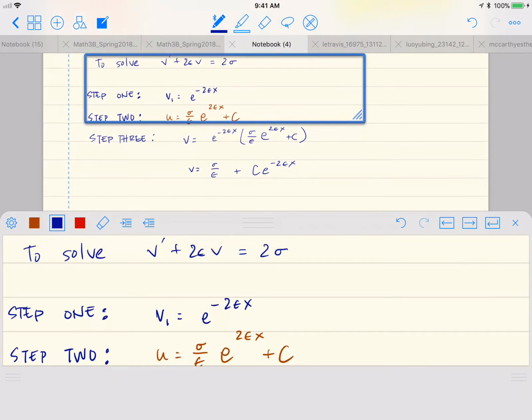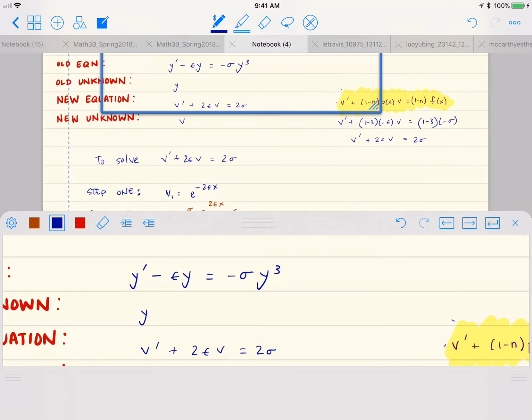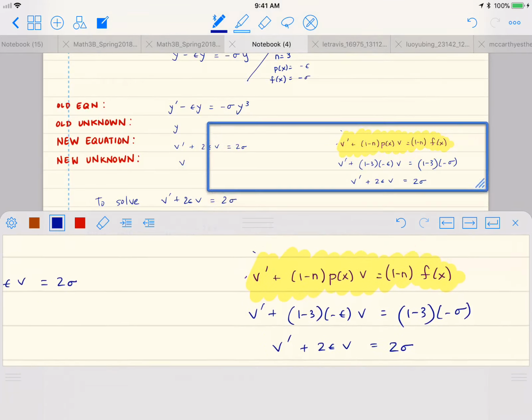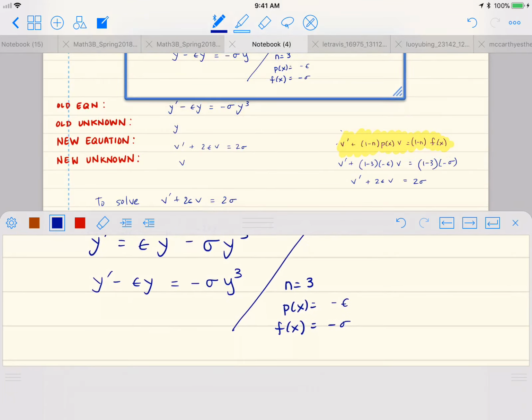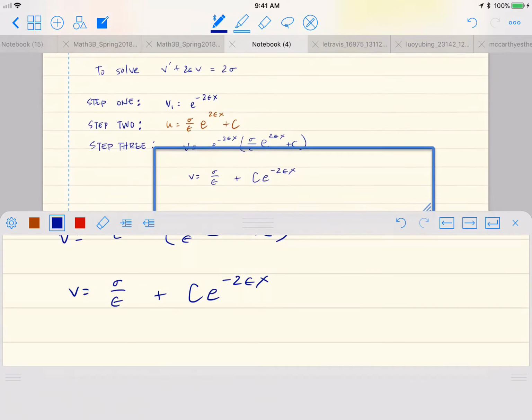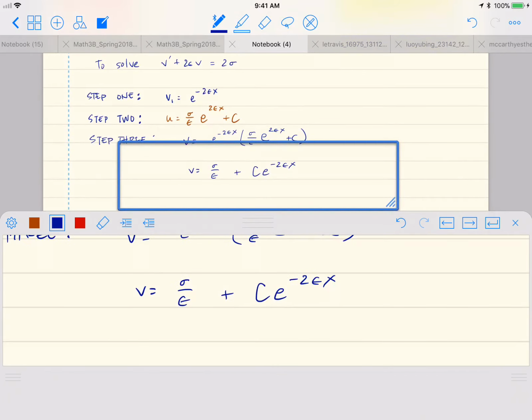Now we're not done because we need to back substitute to get an answer in terms of y. So what was our substitution? That's the key. Since n equals 3, the substitution we used was v equals y to the 1 minus n, which in this case is v equals y to the 1 minus 3, which is v equals y to the negative 2. So let's go down here and substitute v is equal to y to the negative 2.